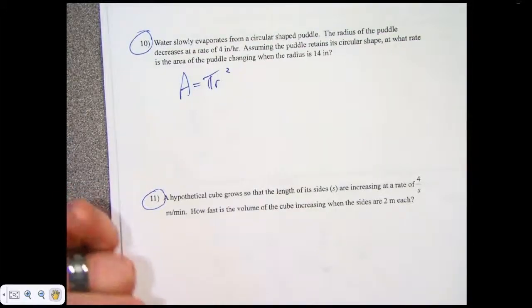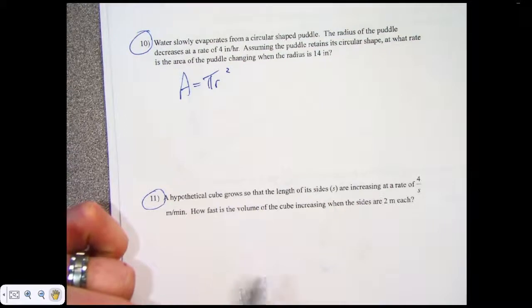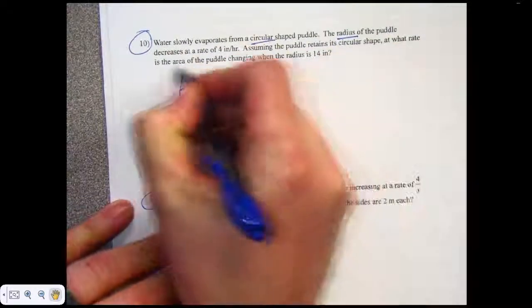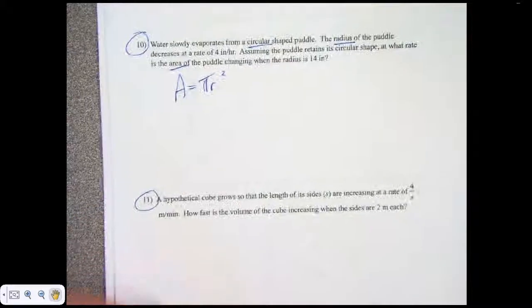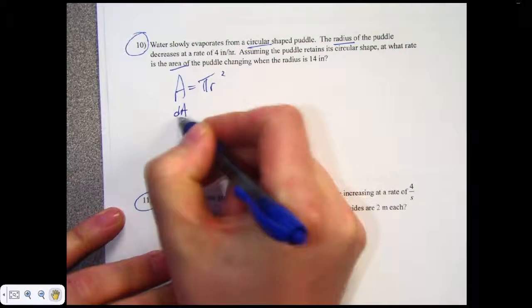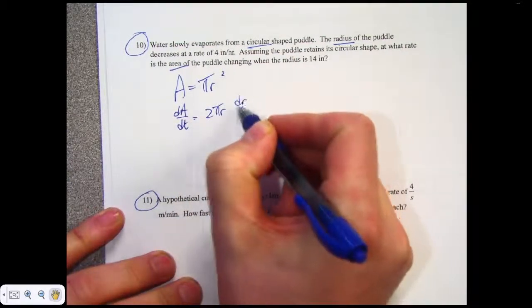So for 10, starting off with area equals pi r squared. Do we see why I'm starting with that? So I got circle, radius, and area are the keywords I'm looking at there. And that's the formula that relates all those. So then I'm going to take the derivative of everything. It should be dA dt equals 2 pi r times dr dt.